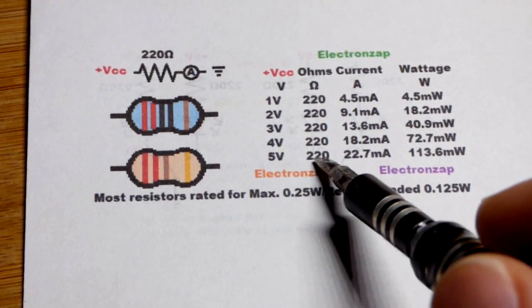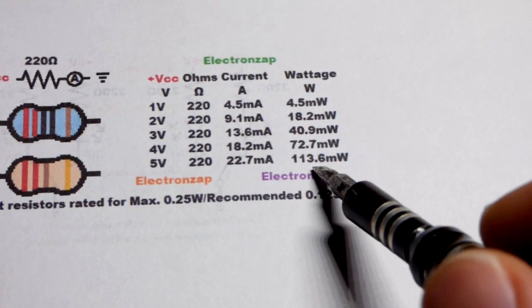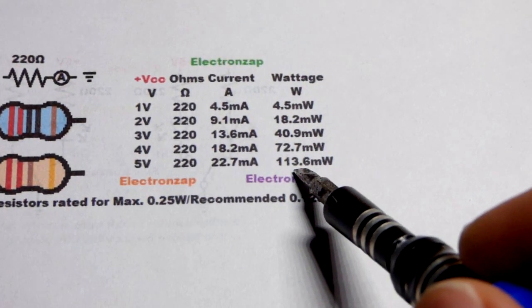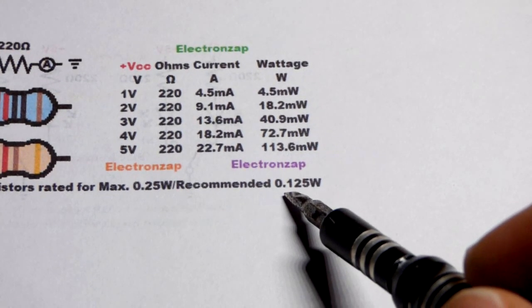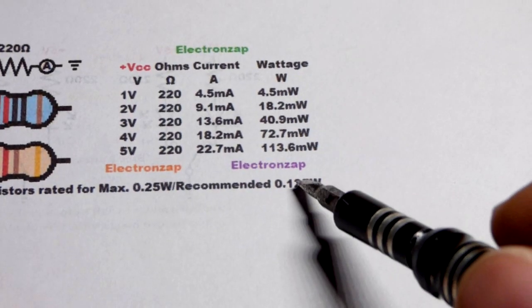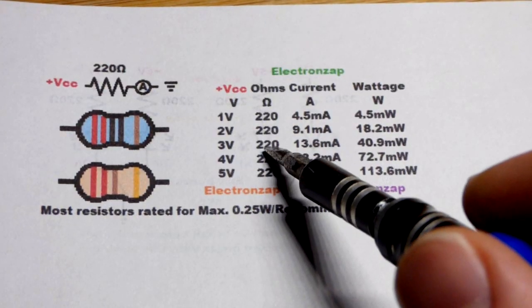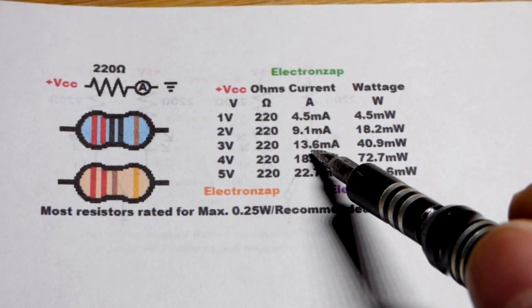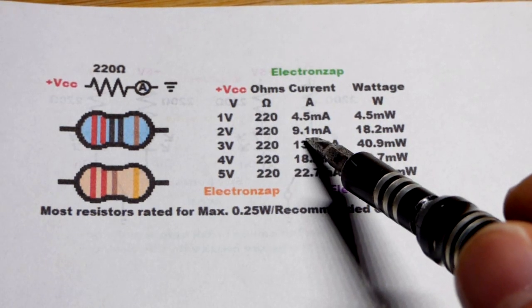But we can put 5 volts across a 220 ohm resistor, 22.7 milliamps of current. The wattage is only going to be about 113 milliwatts. We can go up to about 0.125 watts, which is the same as 125 milliwatts. So the resistor won't get too terribly hot. Of course, a red LED is going to drop about 2 volts, and so it'll be even better. And then a blue LED will drop about 3 volts, so even safer there.